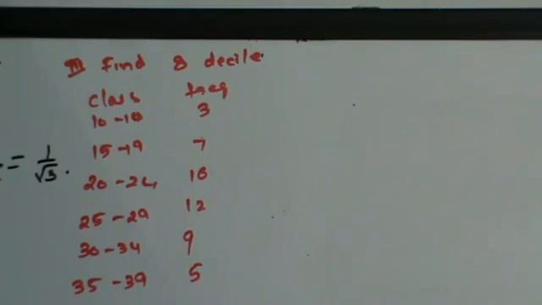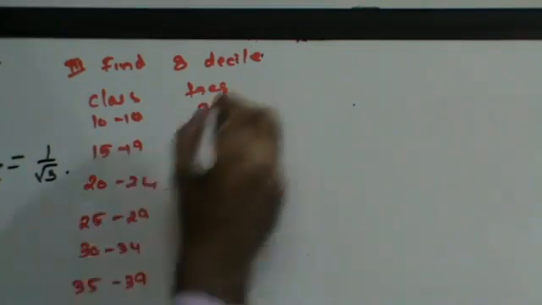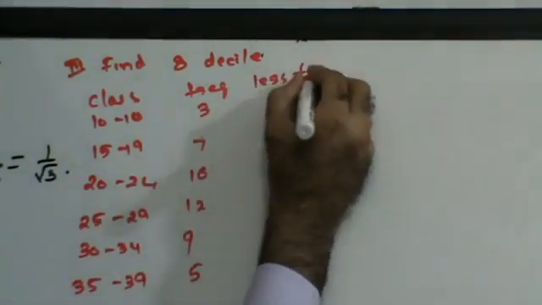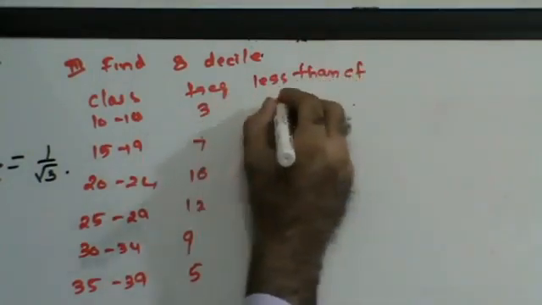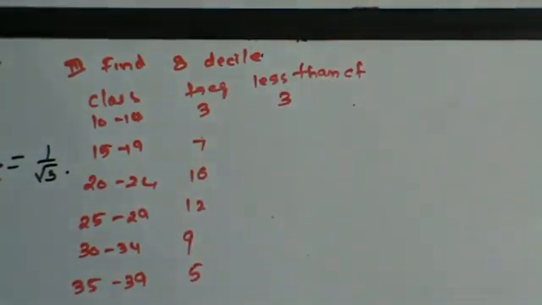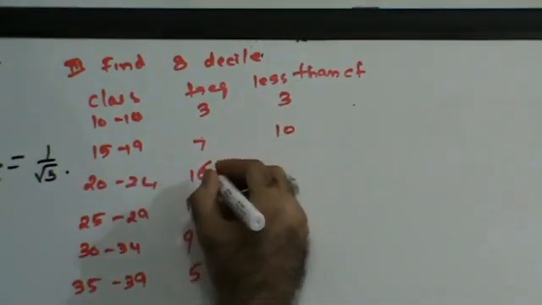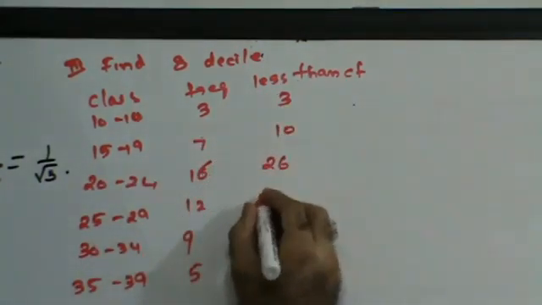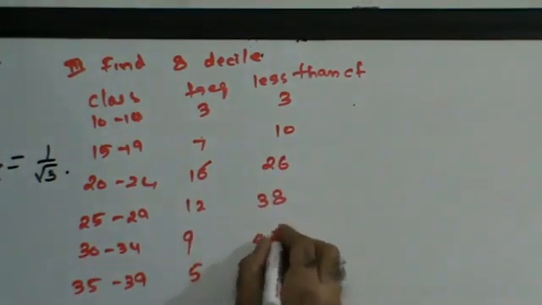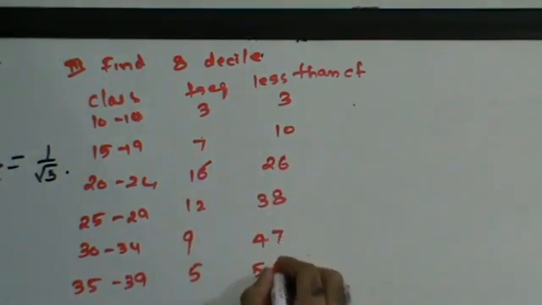First thing that you need to do is you need to find out less than CF. How do I find out less than CF? Write 3 as it is. 3 plus 7, 10. 10 plus 16, 26. 38, 47, 52. Right? Once you have this, then this number is called as n.